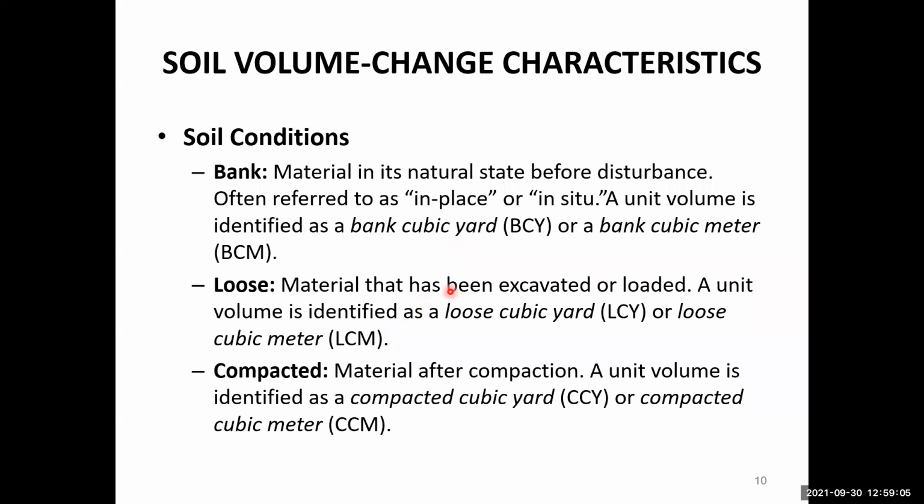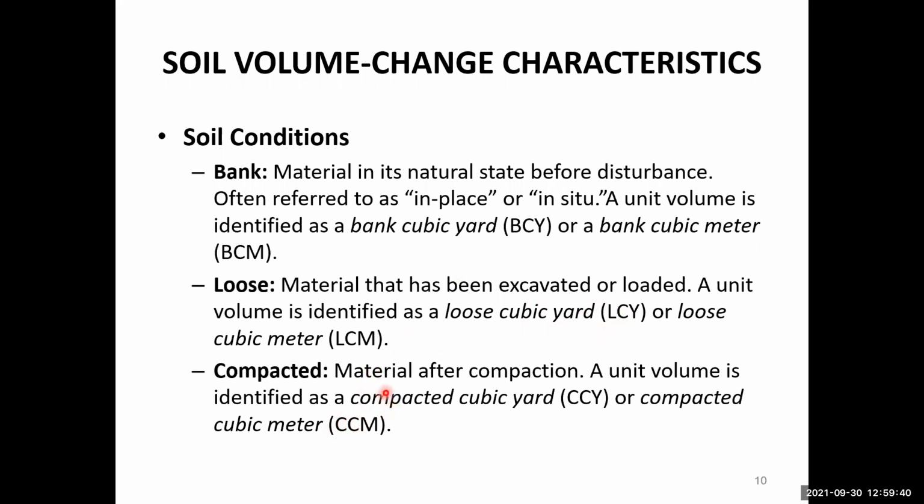Okay. So generally, in the bank condition, the volume will be less. In the loose condition, the volume will be more. There will be an increase in the volume. So in the bank condition, it is in its natural state. It may be a compacted state. And when we remove it from the compacted state, the stresses along the soil will be removed and the soil will expand into its loose condition. Okay, so that is called the loose condition of the soil.